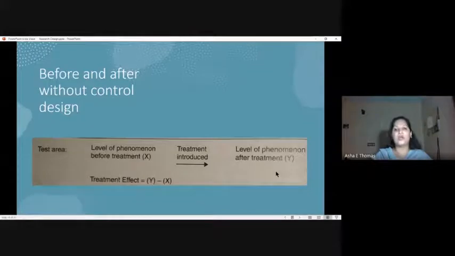So that is what we mean by the before and after without control design. Now you have to remember this: before and after without control design. Why without control, I'll explain in the next design. So this is the first one. The effectiveness of my class can be measured by the performance of the student before and after the class. If after the class the student became more competent, I can assume there is some kind of impact of my class on the awareness about social science research in this particular student group.